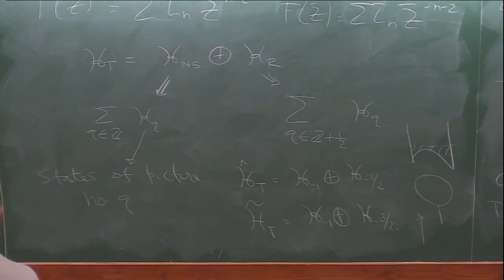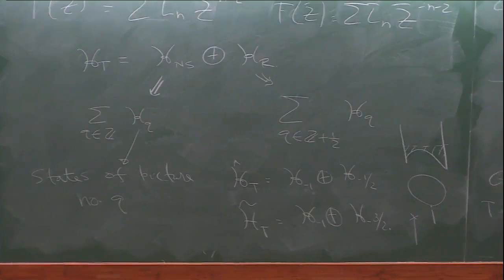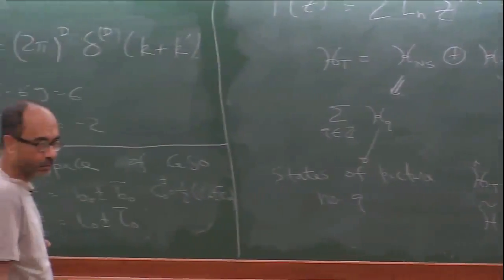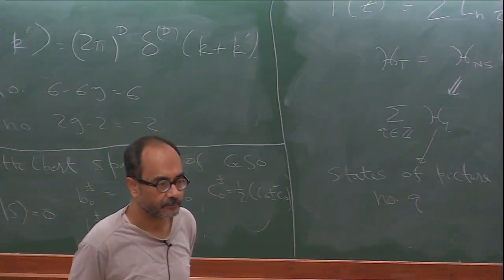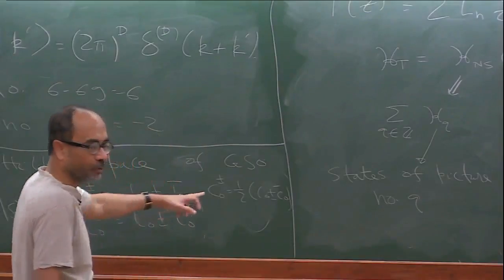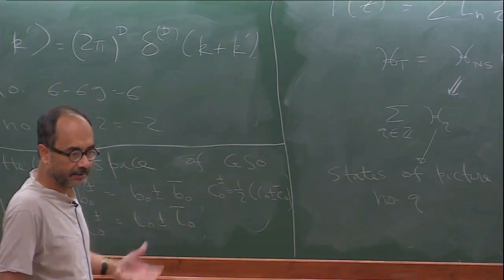Oh no, that's just a convention. With this half, the commutation relation between C0 minus and B0 minus is just 1, right? Otherwise, you'll have a 2. That's all, it's just a normalization convention. I could have put 1 over root 2, 1 over root 2, for example, to make it more symmetric, but this is equally good.